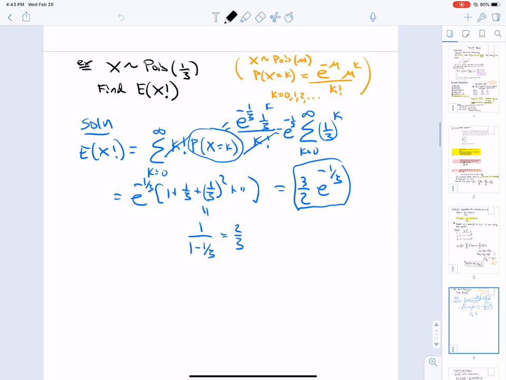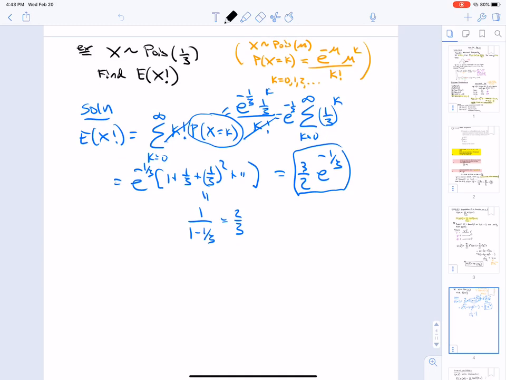Then I asked you guys to work out, if x is Poisson with parameter 1/3, the expectation of x factorial. And again, you just use the definition of expectation of a function. And the beautiful thing is that the k factorial in the Poisson formula cancels, and you just have a geometric sum then, and it works beautifully. So we have, this should be a 3 over 2, I guess.